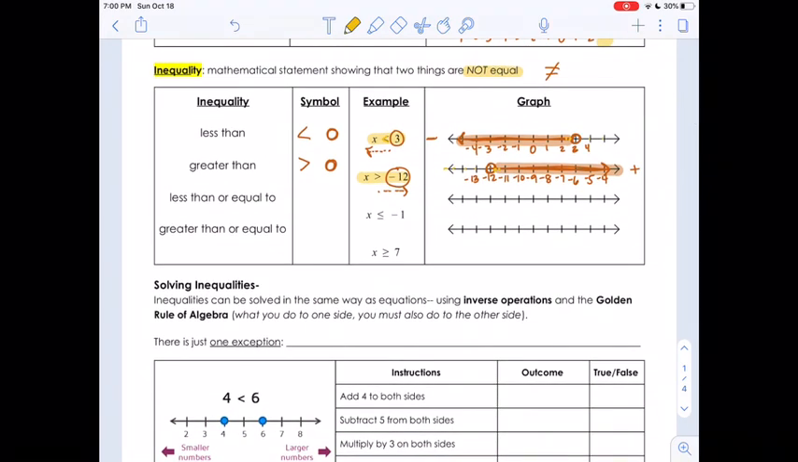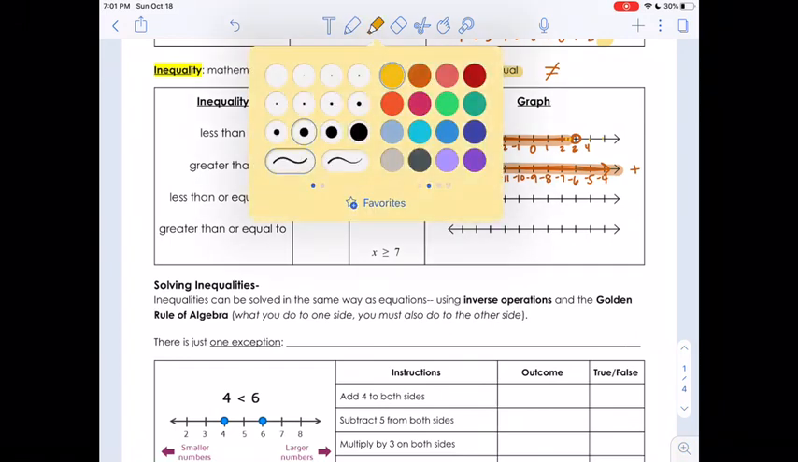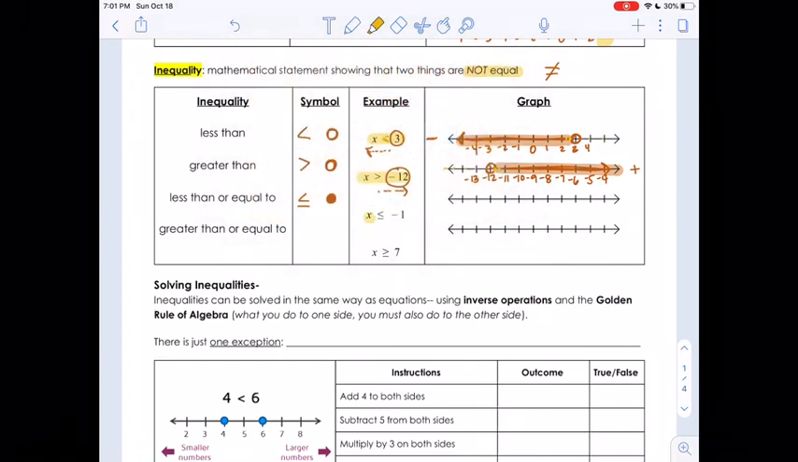Then we get into the idea of less than or equal to, or greater than or equal to. So this is slightly different. If we have less than or equal to, we have the less than symbol, but we also have half of the equal to symbol. So that means that our value is less than or equal to that value, meaning it's included. So we use a closed dot to show that that value is included. So in this example, we have x is less than or equal to negative 1.